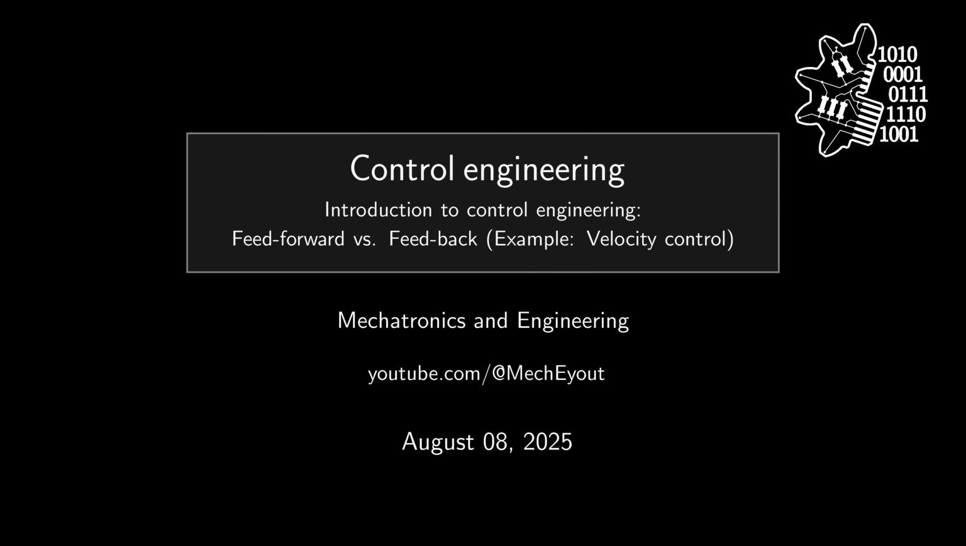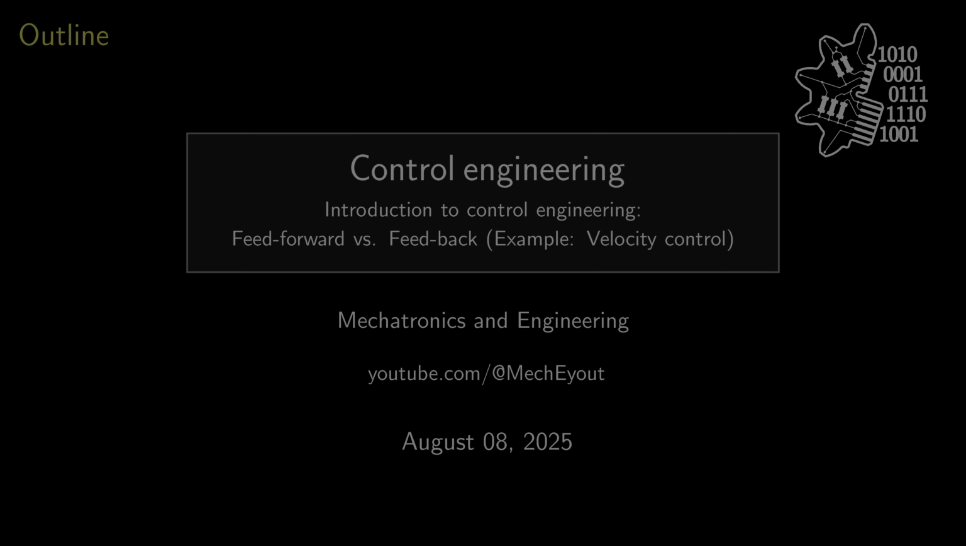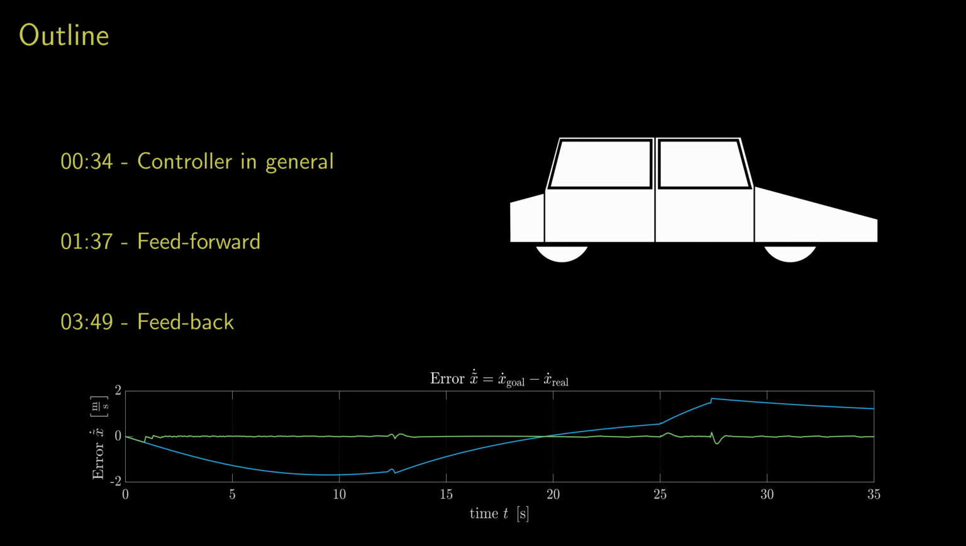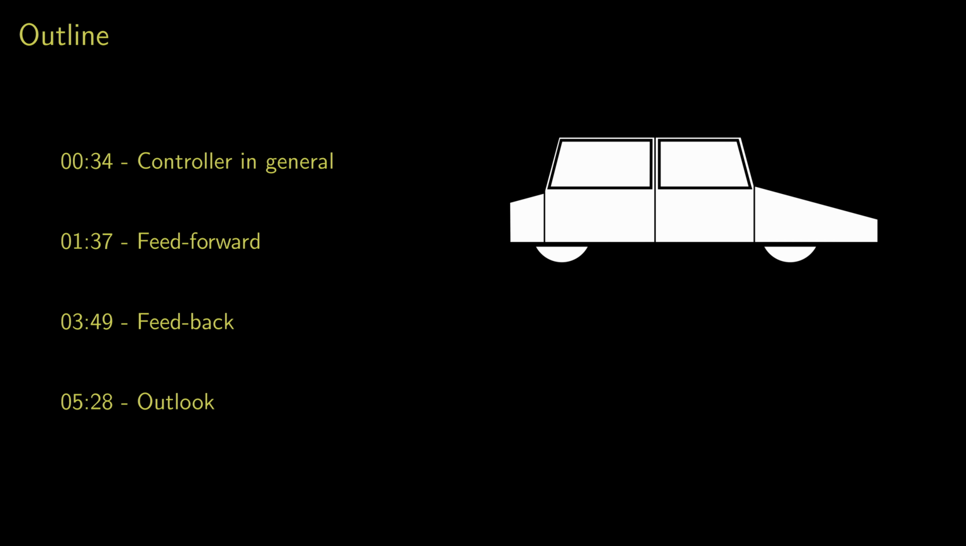In this video we will cover some topics concerning controllers and control systems. We start by looking at what a controller is in general, then continue by looking at feed-forward control and talk about limitations such an approach can have. We use a simple simulation example to demonstrate. Afterwards we talk about what feedback control is and how we can use it to improve the behavior of our system. We then finish with an outlook on what I want to talk about in the next videos.